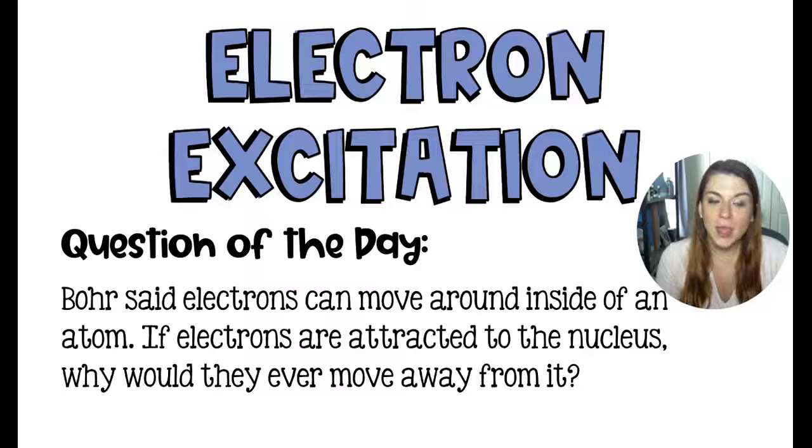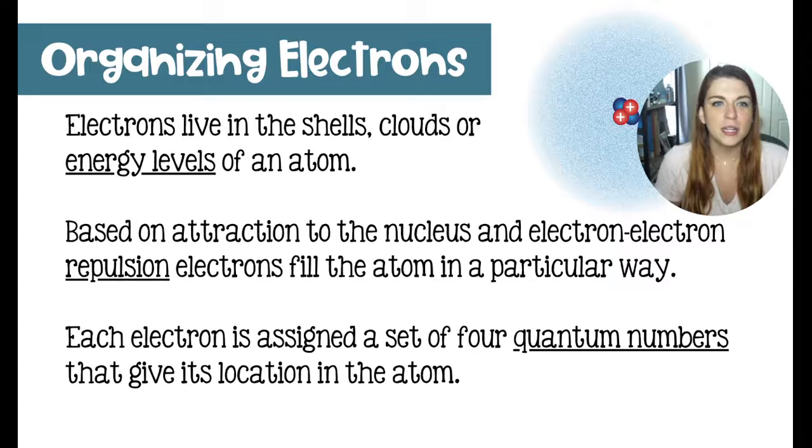The question of the day: Bohr said electrons can move around inside of an atom. If electrons are attracted to the nucleus, why would they ever move away from it? All right, we already know that electrons live in shells, clouds, orbitals, or energy levels in an atom. They're outside the nucleus. Based on the attraction between the nucleus and electrons, they're going to want to get close to the nucleus, but because electrons repel each other, they're going to find an individual sweet spot where they fit inside an atom, close to the nucleus, but away from other electrons.